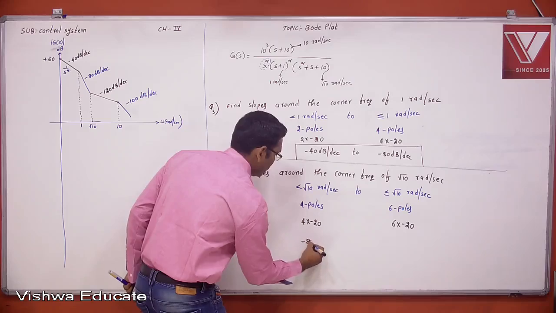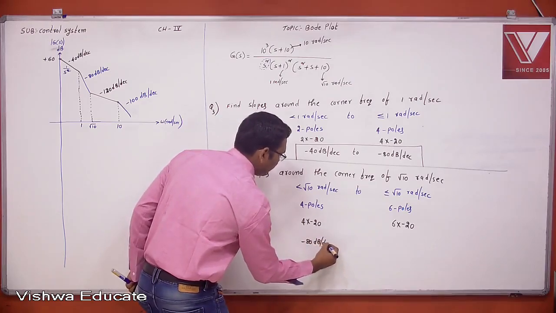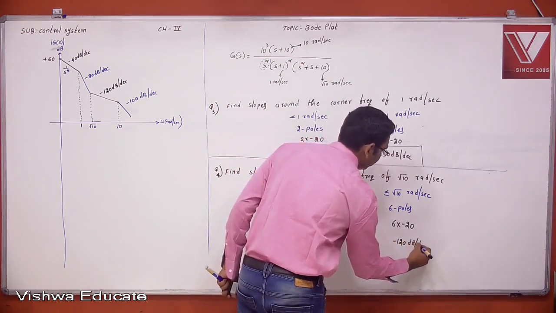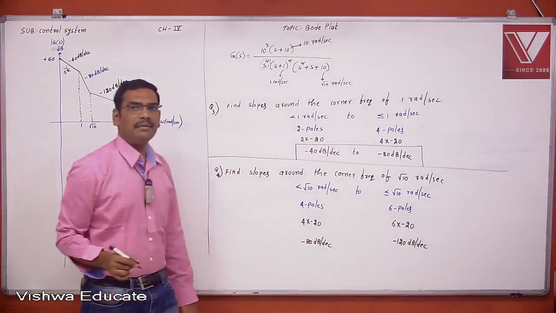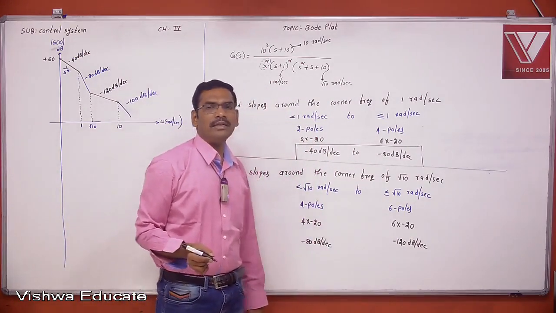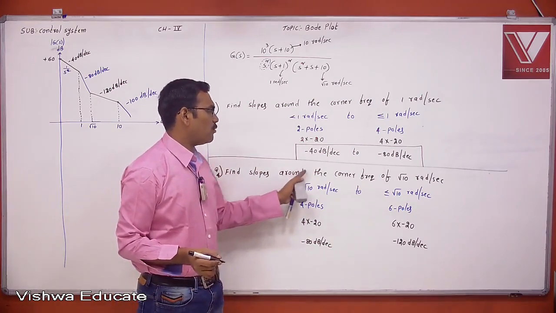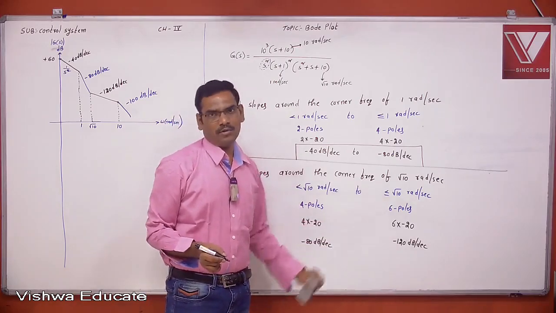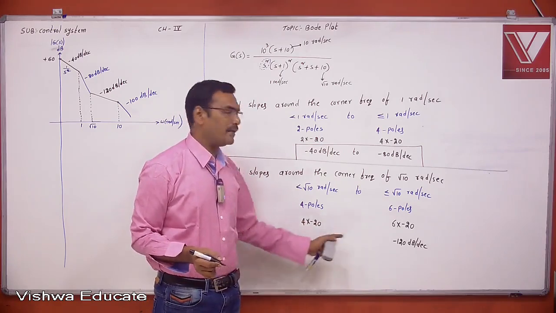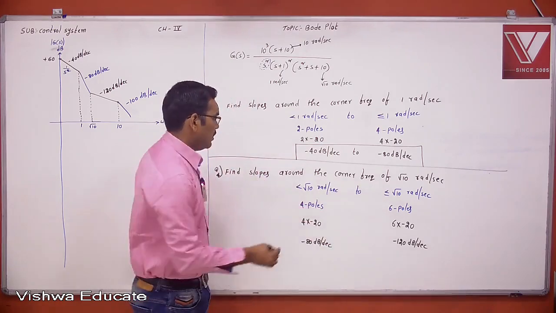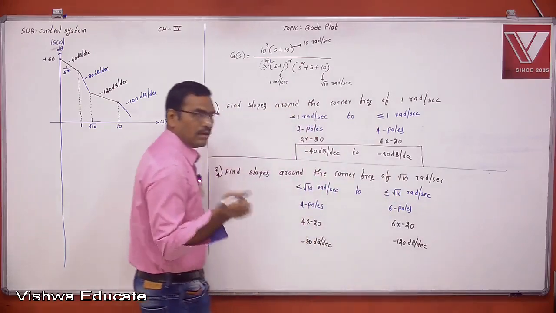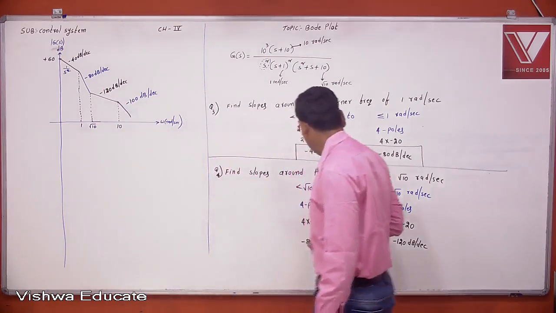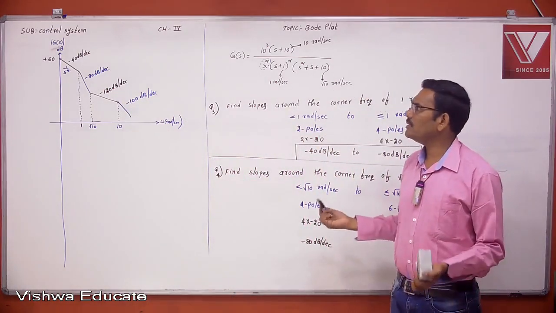Therefore, this is minus 80 dB per decade, and this is minus 120 dB per decade. So the slopes around the corner frequency of root 10 radians per second are minus 80 to minus 120. Understand? Minus 80 dB per decade to minus 120 dB per decade. Now you see here, in and around root 10, minus 80, minus 120. Is it matching or not? Like that you can easily get the answer.